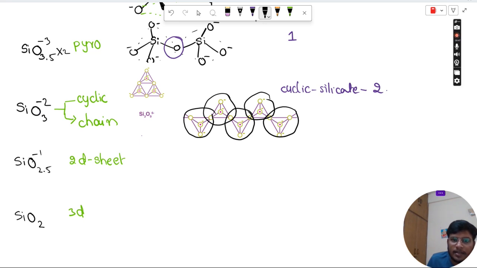So let's consider a middle one, this one. We can count the number of oxygen atoms which are shared. This silicate tetrahedron structure is linked with this atom and this atom. So this is also two. Chain silicates: number of oxygens shared are 2.